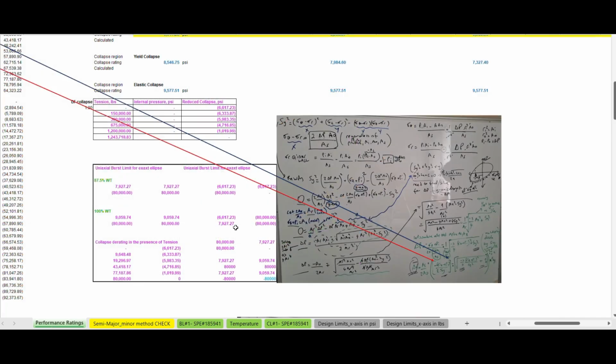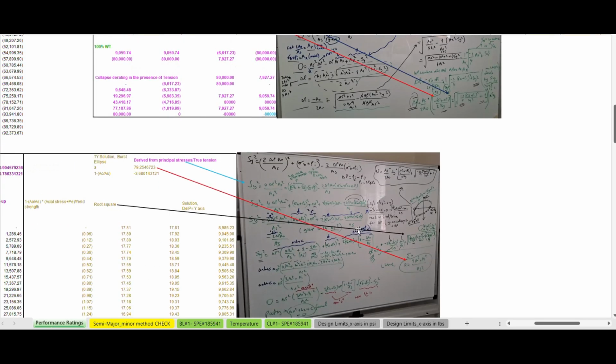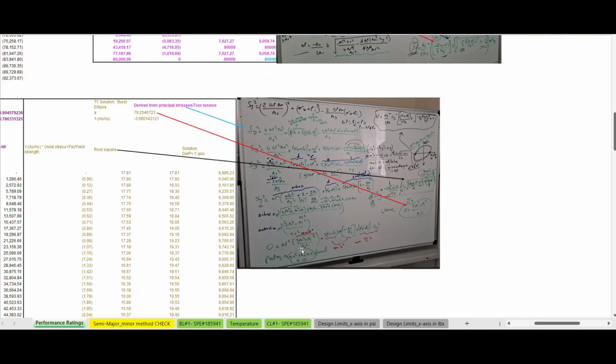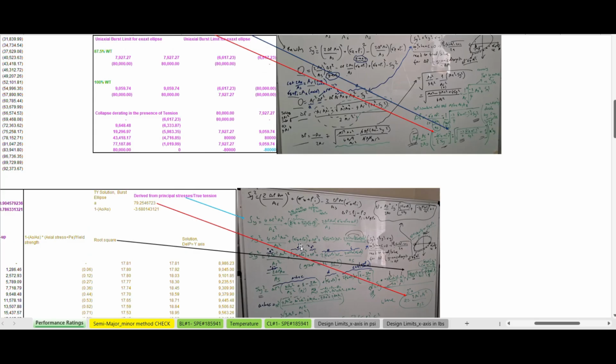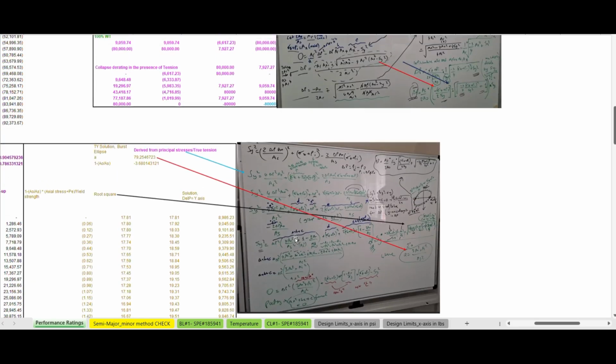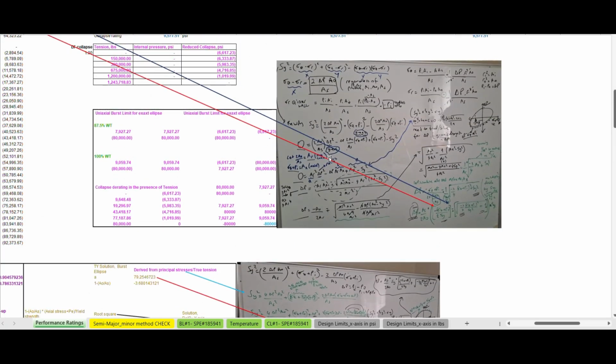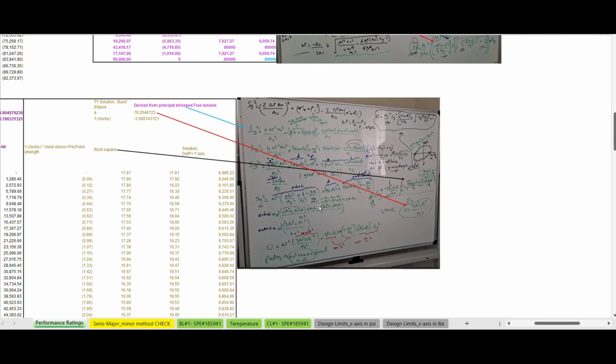However, in the burst region, the equation is getting more complicated. So what you need to do for the burst section is come up with a solution where you have principal stress 1 squared, plus principal stress 2 squared, minus principal stress 1 times principal stress 2. If you come up with a solution for the burst region, then both ellipses will overlap.